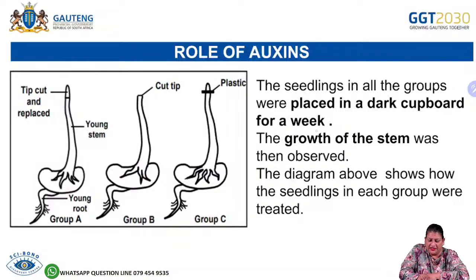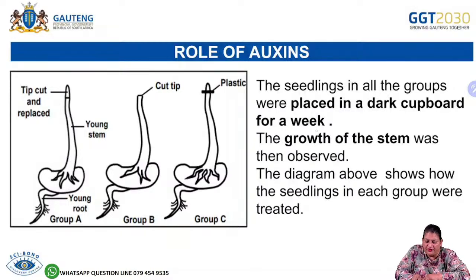Right, now here, the seedlings in all the groups were placed in a dark cupboard for a week. So automatically, you cannot say that they were growing towards light, or it's phototropism. There is no phototropism here because there is no light. So they were placed in a dark cupboard. We wanted to eliminate the factor of phototropism. We wanted to eliminate light.